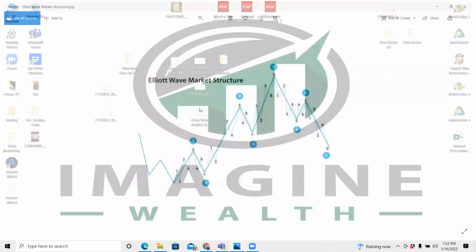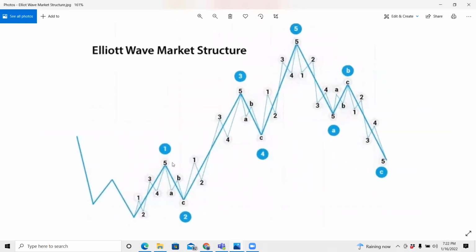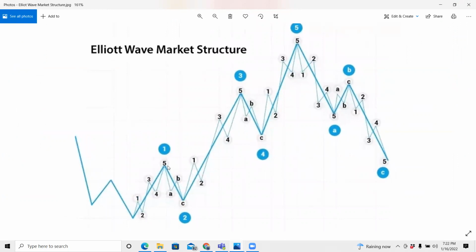All right, now let's look at the full structure. We have the ABC inside of the ABC. We have the 1, 2, 3, 4, 5 inside of the 1, 2, 3, 4, 5. So everything here is inside of everything else, which is a bigger scheme of everything, okay? So you're gonna find the 1, 2, 3, 4, 5 in 1, A, B, C in 2, 1, 2, 3, 4, 5 in 3, A, B, C in 4, 1, 2, 3, 4, 5 in 5, 1, 2, 3, 4, 5 in A, B, C, 1, 2, 3, 4, 5. And that is the full market structure of the ABC.